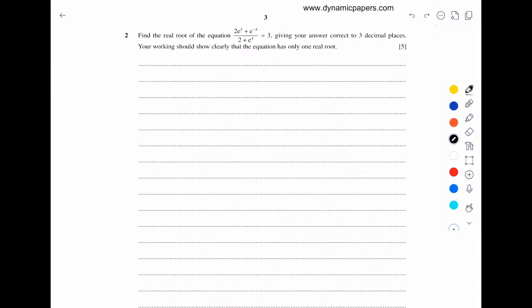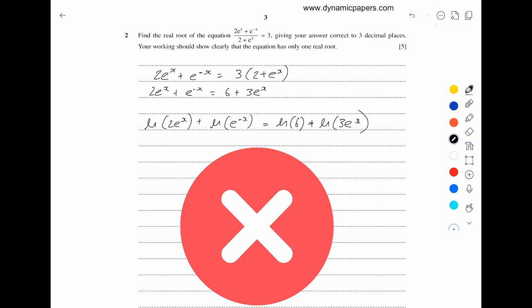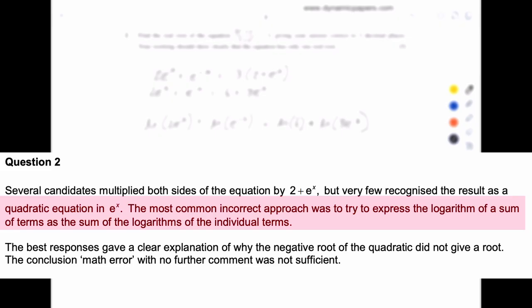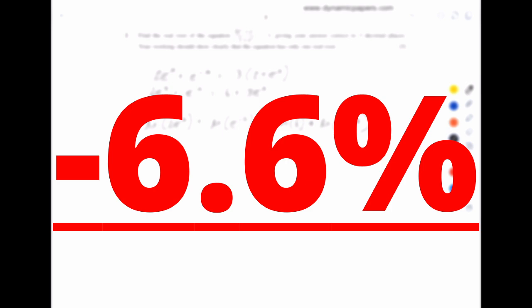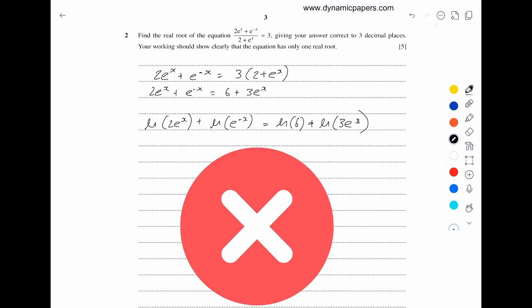Do you know where to start on this problem? Chances are that you do, but then according to the examiner, you'll probably try to express the equation as a sum of logarithms of the individual terms, which according to the examiner was the wrong way to go about it, meaning you would have sacrificed 6.6% of the paper.